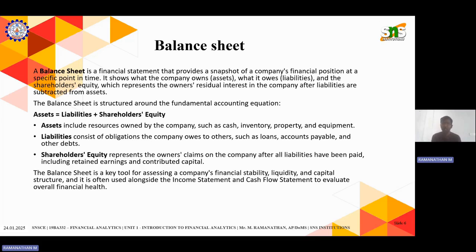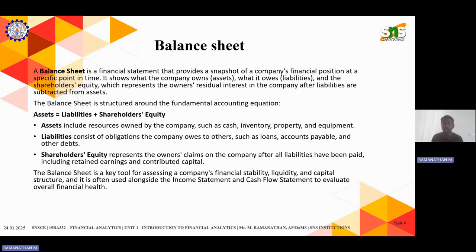The balance sheet is the key tool for assessing a company's financial stability, liquidity, and capital structure, and alongside the income statement and cash flow statement, it evaluates the financial wealth and financial health of that particular company.